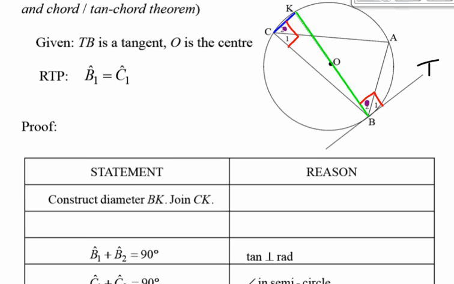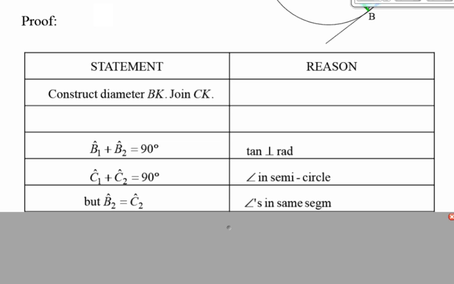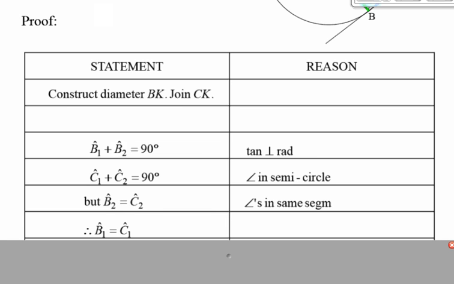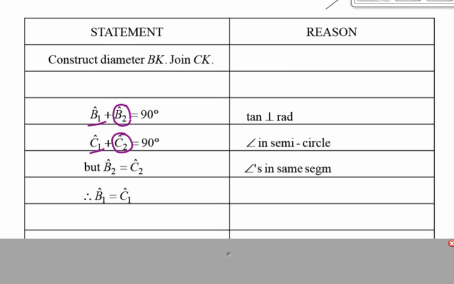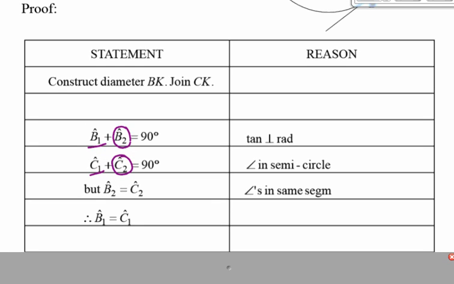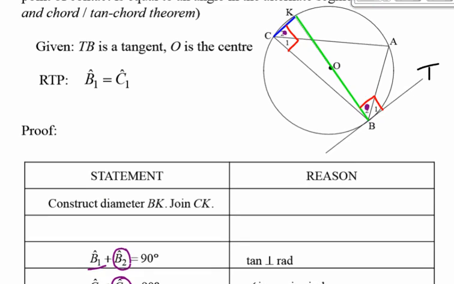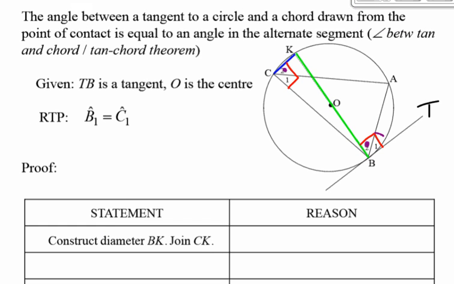Alright, so now we know that B2 is equal to C2. Therefore, we can conclude that B1 is equal to C1. Because we've said here, B2 is equal to C2. So therefore, these guys, B1 and C1, must be equal for those equations to be true. Okay. And that is, in fact, exactly what we were trying to prove. So we've now proven B1 is equal to C1. Exactly what we wanted to prove.